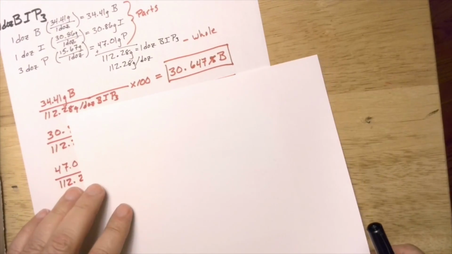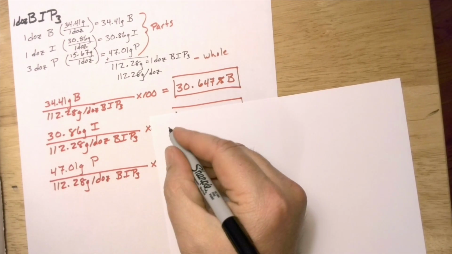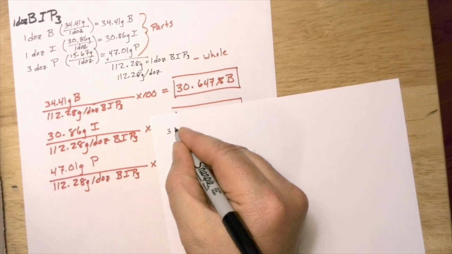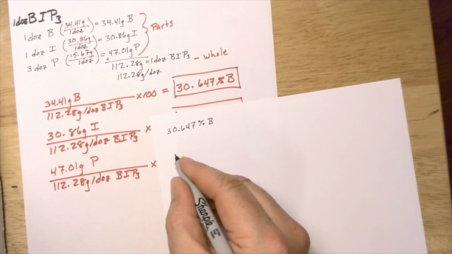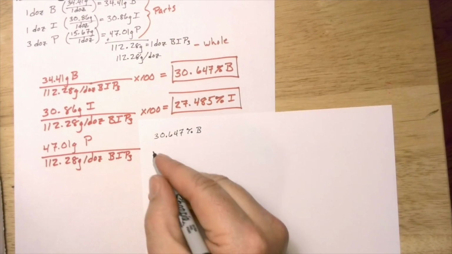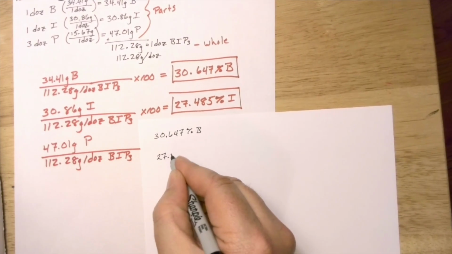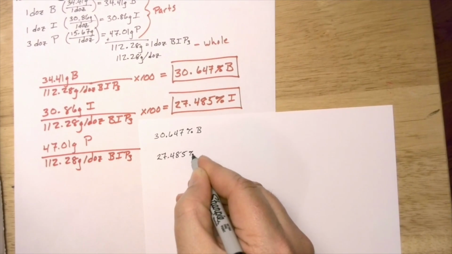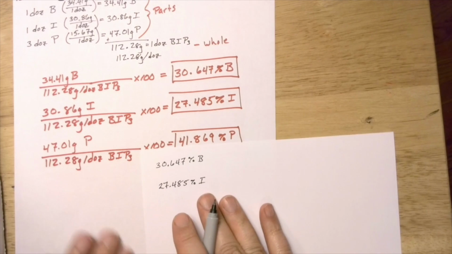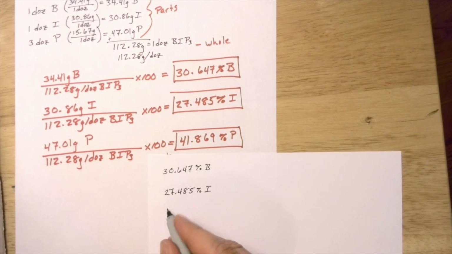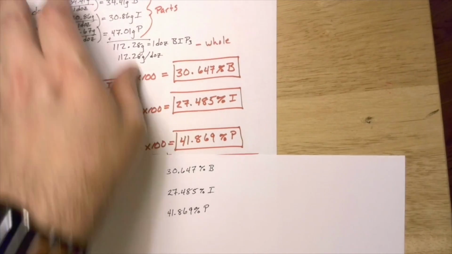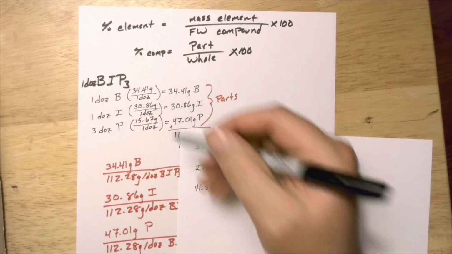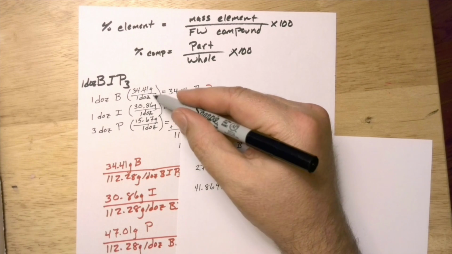So for binder clips, I have 30.647% of binder clips, 27.485% of index cards, and 41.869% of paper clips. Okay. Now I also will eventually need to get what is the weight of a dozen of these. This is kind of like my periodic table.